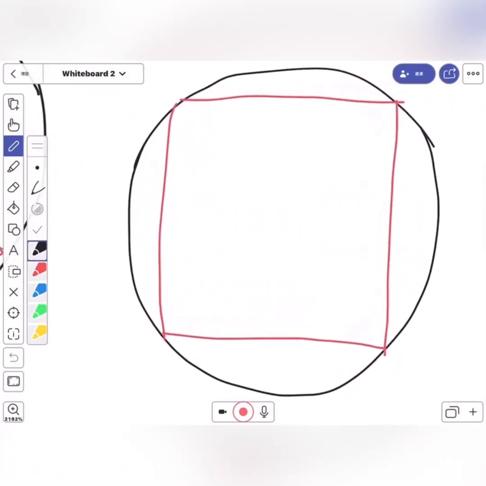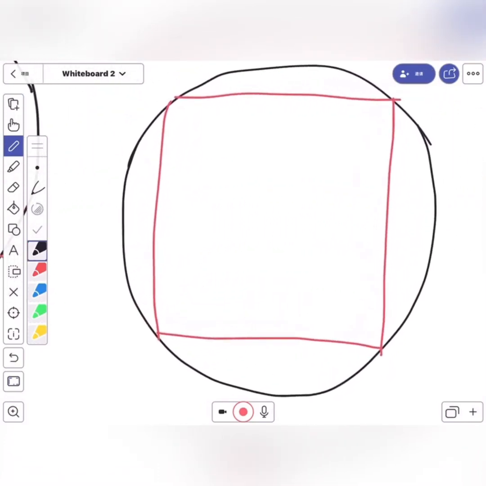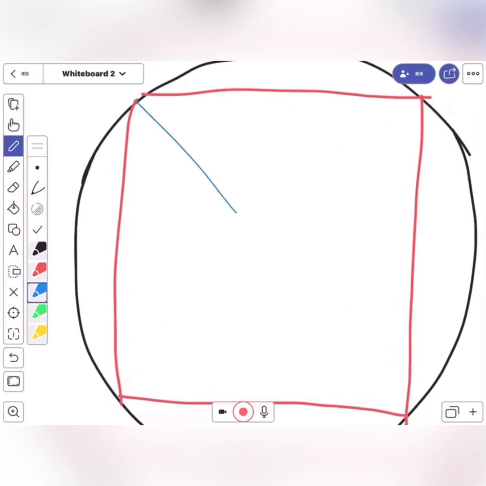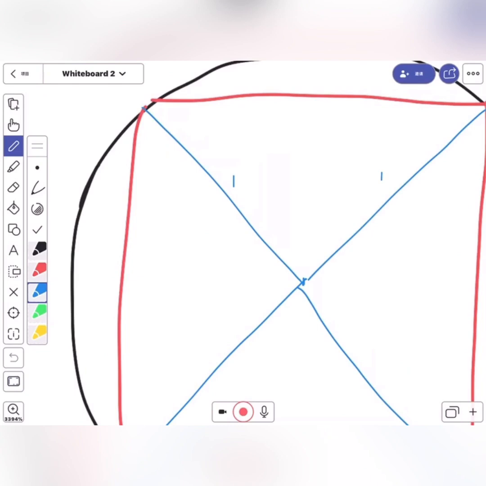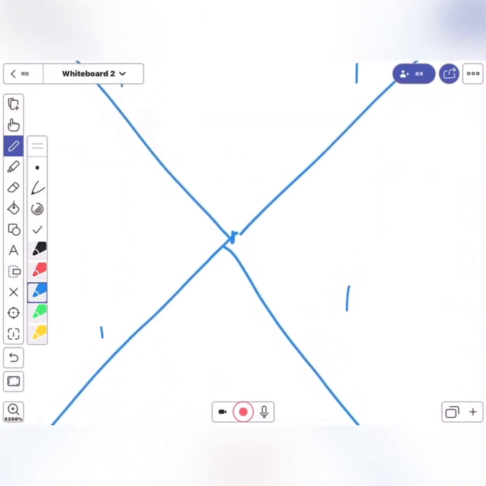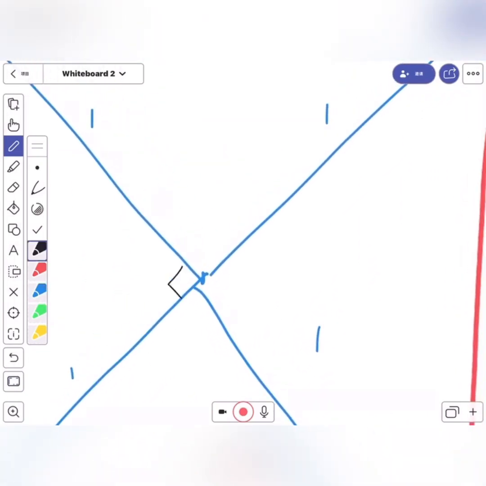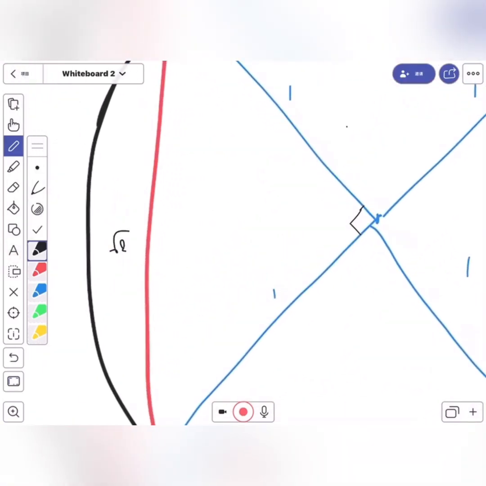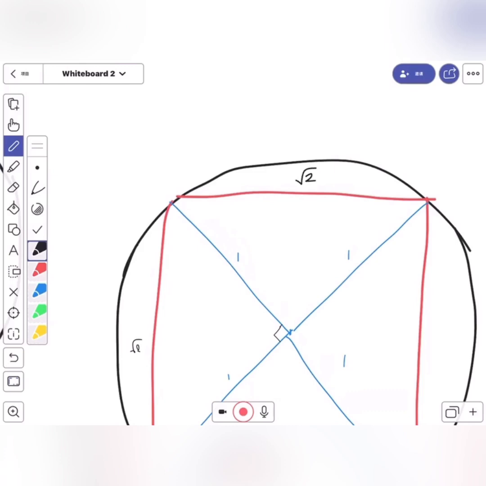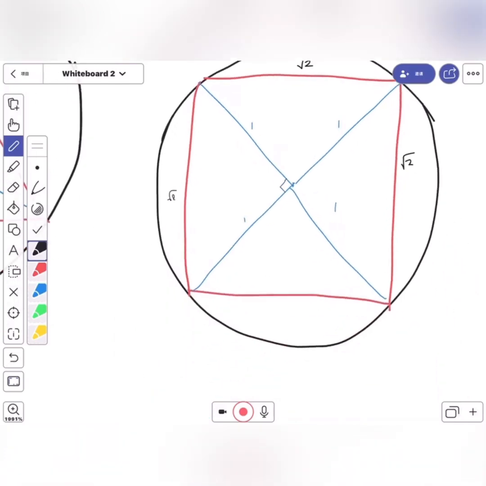Now let's go on to a square. We're going to draw the connections, and notice that these 4 are radius 1, 1, 1, 1. Because of symmetry, we know that these 4 are all right angles. So the sides are going to be root 2, root 2, root 2, and root 2.